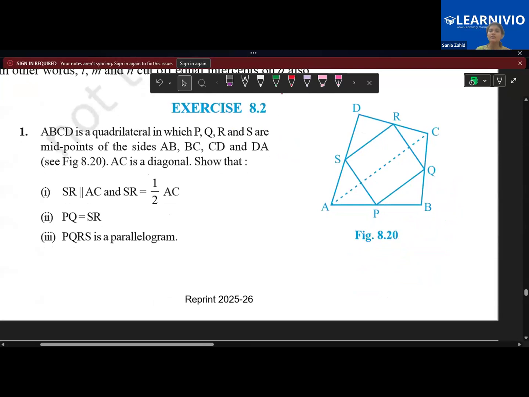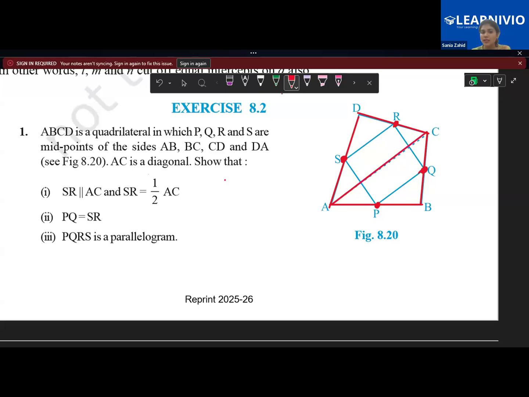ABCD is a quadrilateral in which P, Q, R, and S are midpoints of the sides AB, BC, CD, and DA. So ABCD is given as a quadrilateral. This is the quadrilateral, the red color that I'm working with. And what do they give you? S is the midpoint of AD, P is the midpoint of AB, Q is the midpoint of BC, and R is the midpoint of CD. AC is a diagonal. This is also given to you.